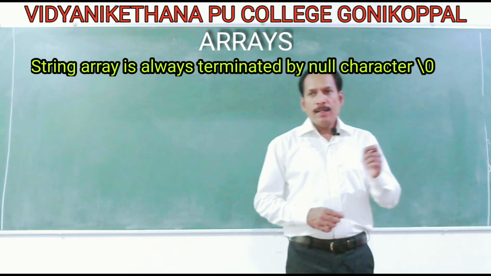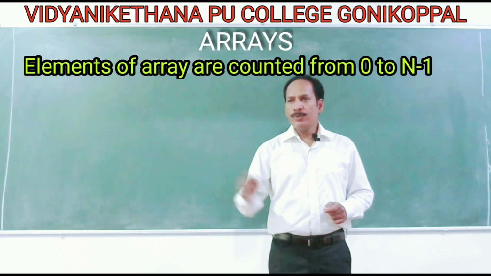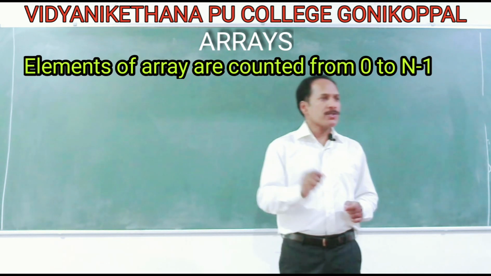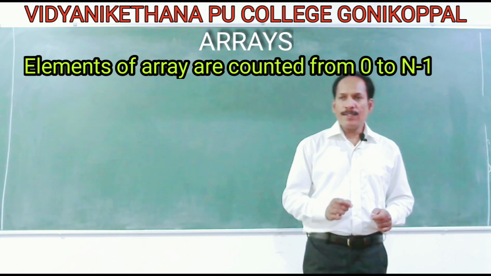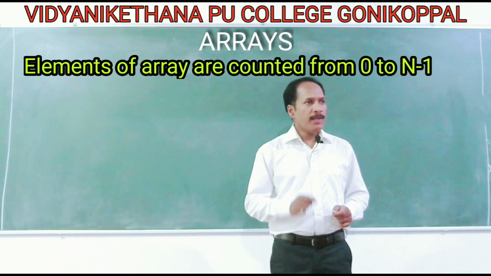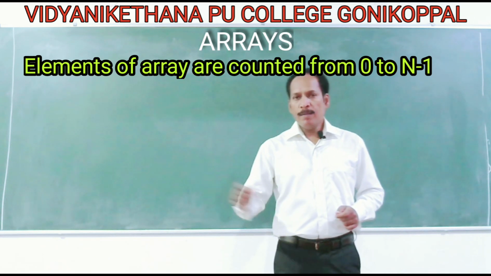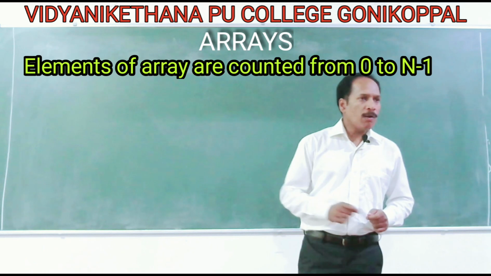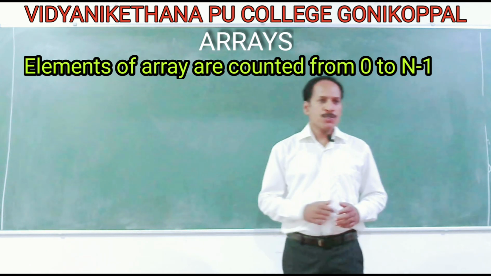Then the elements of an array are counted from 0 to n minus 1. So we do not start with 1. Instead, we take the first element and it is referred to by 0, not by 1. That is 0 to n minus 1. Array elements are referred to from 0 to n minus 1.